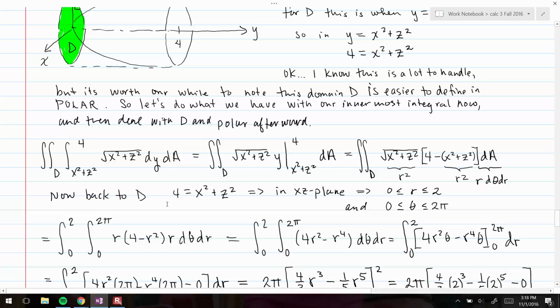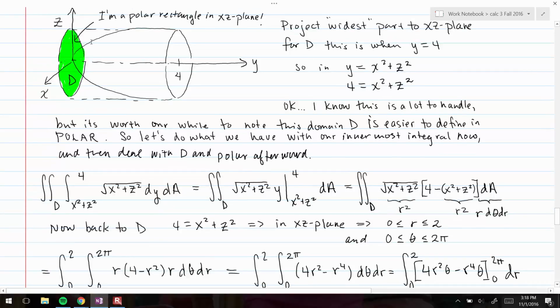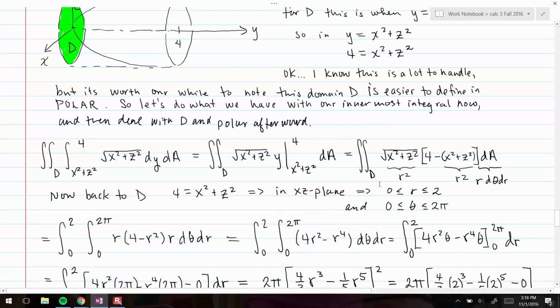We're also going to have to plug in for our domain in terms of polar, which the big motivator here is this is a polar rectangle because it's centered at the origin in terms of xz, and then we can just define that whole space with a radius going from 0 to 2 and sweeping through the whole entire 360 degrees, 0 to 2 pi. So this is a polar rectangle. I can just use non-variable bounds if I do it in polar. So we get this set up here.